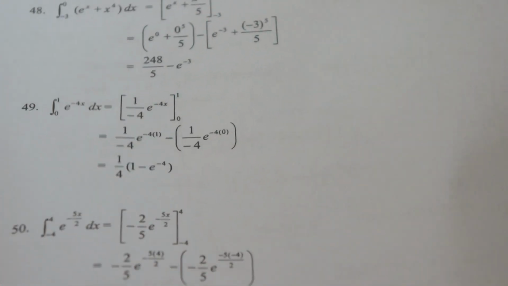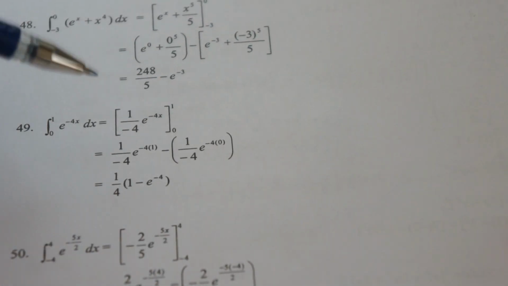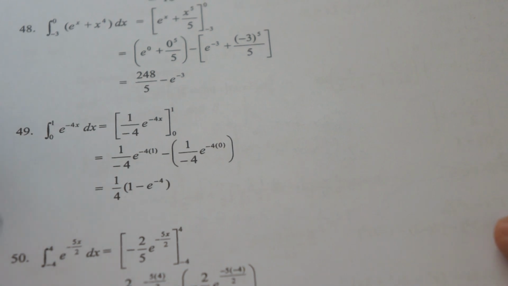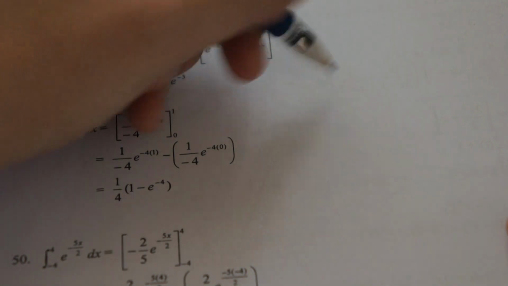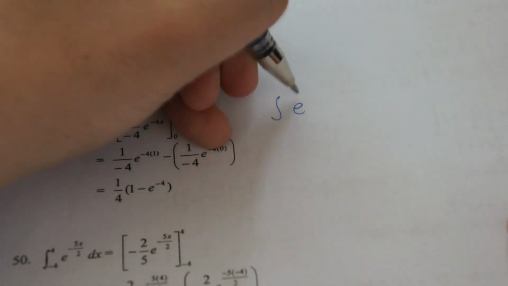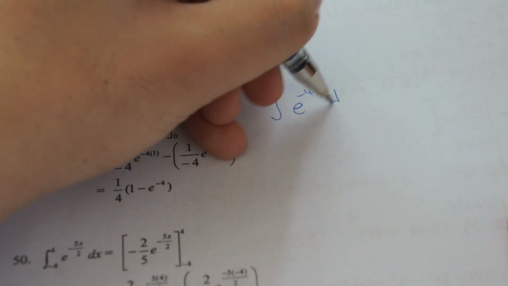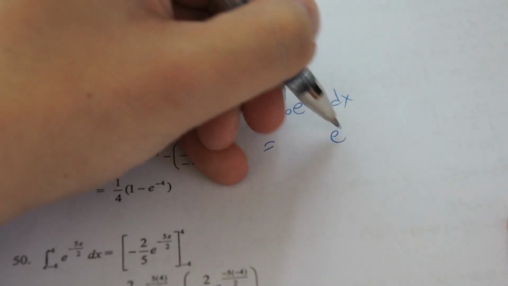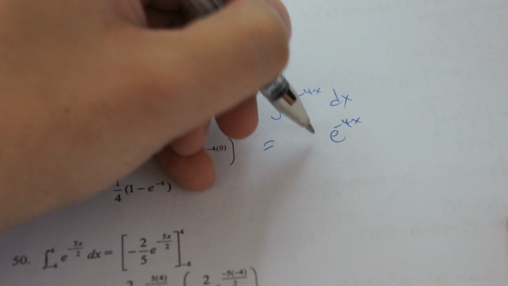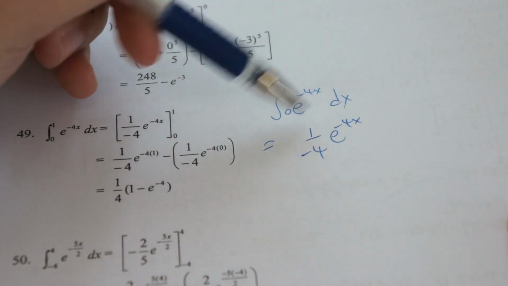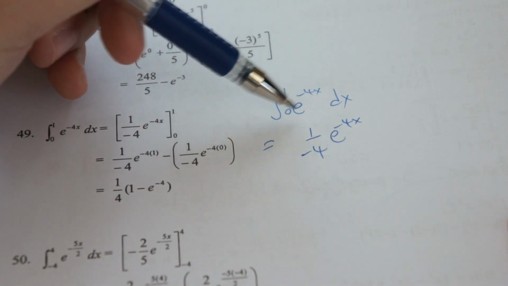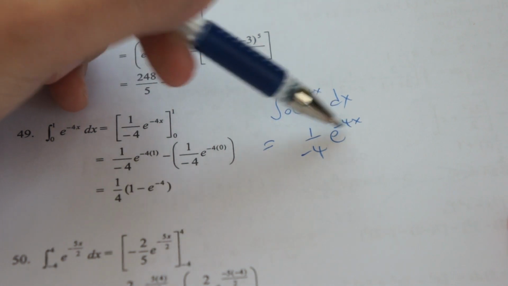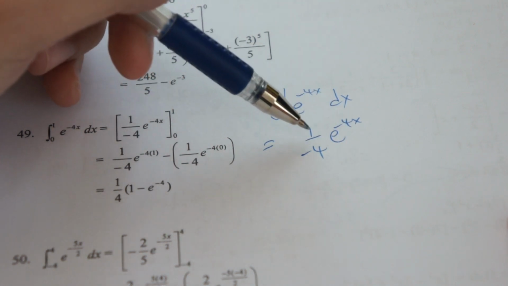Okay, the next type of question you can take a look at is maybe 49 or 50. So you have the integral of e to the power of minus 4x, from 1 to 0. What you are doing is integrating by copy and paste, just what I have said before, and then you multiply by 1 over the constant, so minus 4.